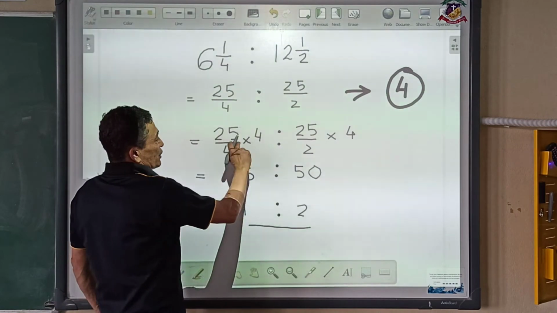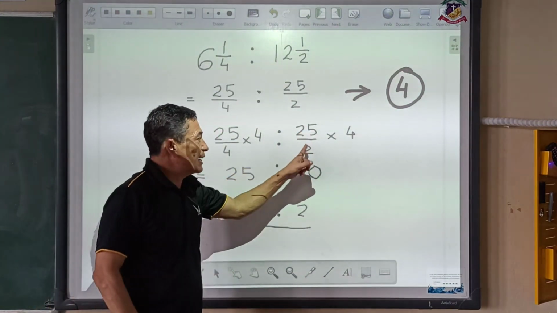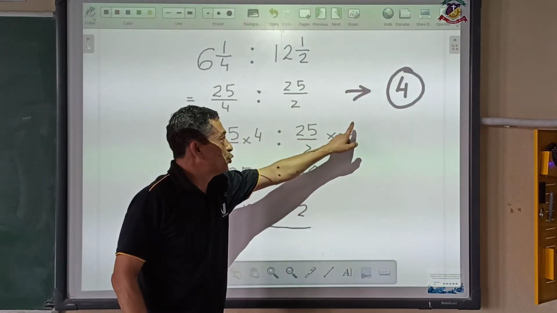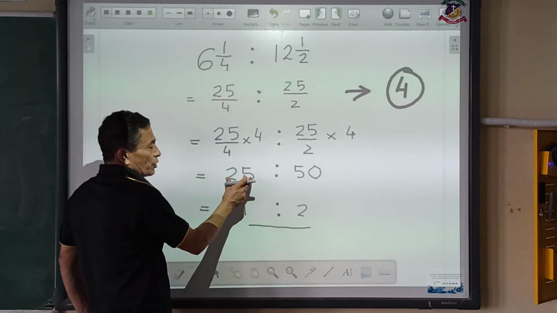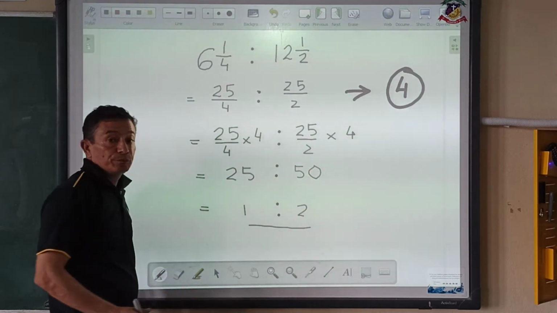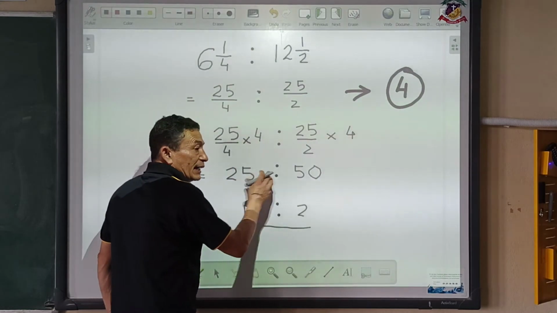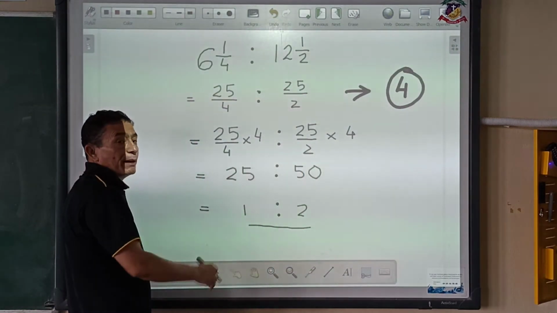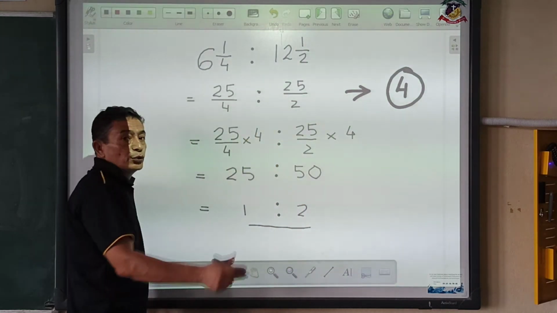Now, I can cancel this 4 and 4, so this remains as 25. In this case, 2 will go 2 times, so 2 into 25 will give me 50. So, my ratio becomes 25 is to 50. But both of them can be divided by 25. So, this becomes 1 is to 2.